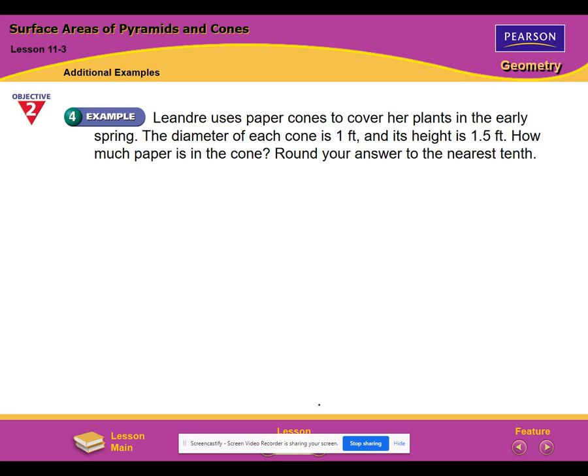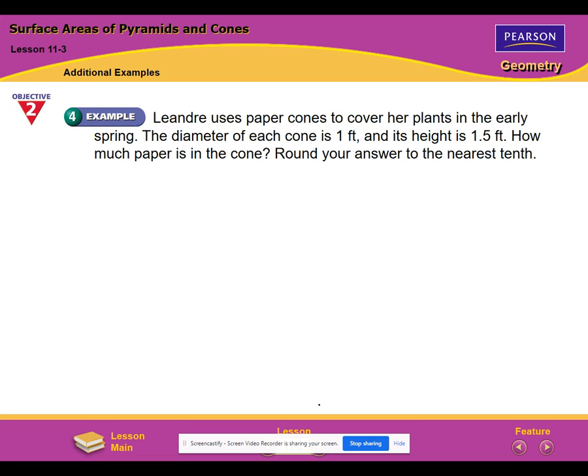Okay, and then finally, we don't need to do this example because it's very, very similar to example 3. I just want to point something out to you. It says that Leandre uses paper cones to cover her plants in early spring, and then it gives us some information. My question is just conceptually, if you understand, then I'll have confidence that you understand the lesson. Would we be looking for the lateral area here or the surface area?